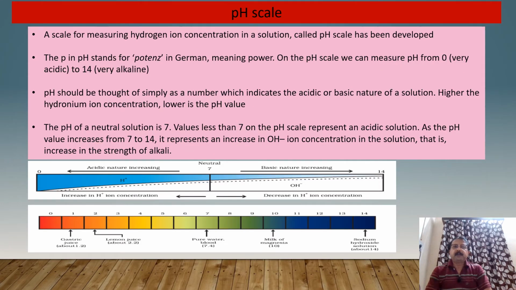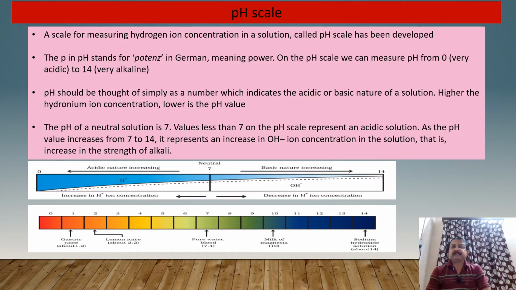Here we'll see about the pH scale. The pH scale is the scale for measuring hydrogen ion concentration in a solution. The P in pH stands for Potenz in German, meaning power.